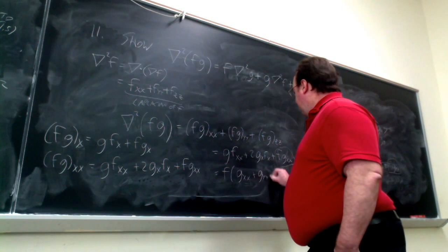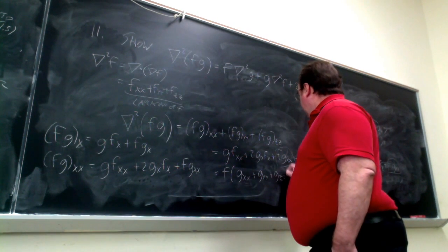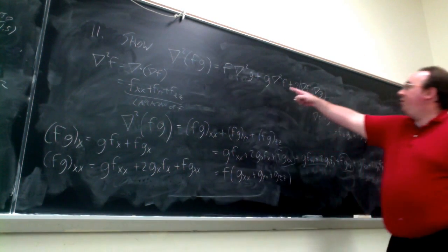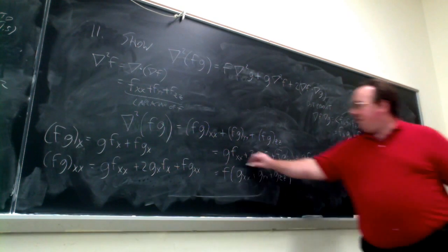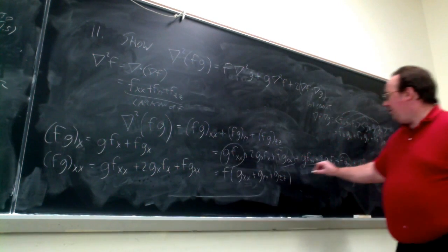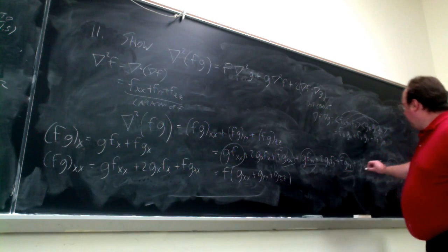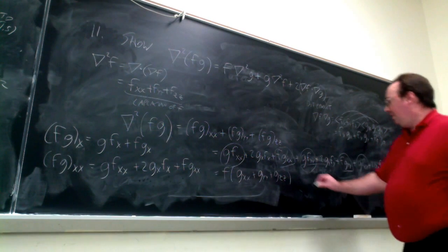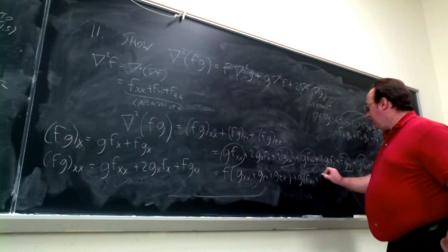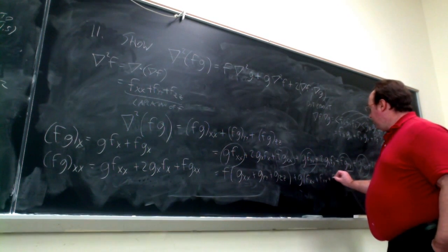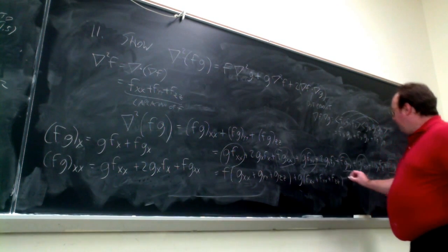GXX plus GYY plus GZZ. That covers this term. Then you look for all the terms that have just a plain old undifferentiated G in them. I'll circle those. That one, and that one. So you have G times FXX plus FYY plus FZZ.